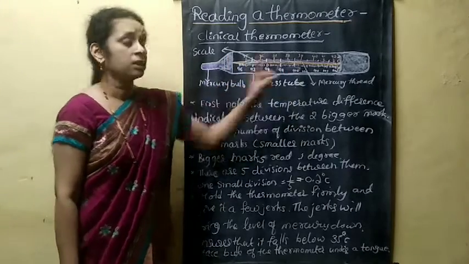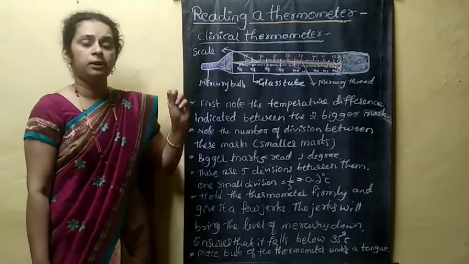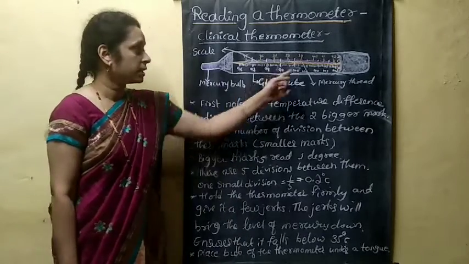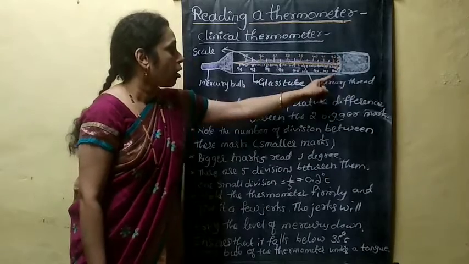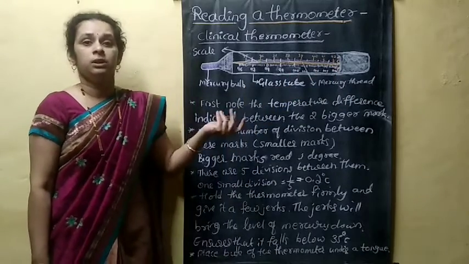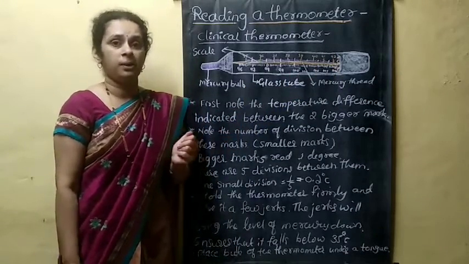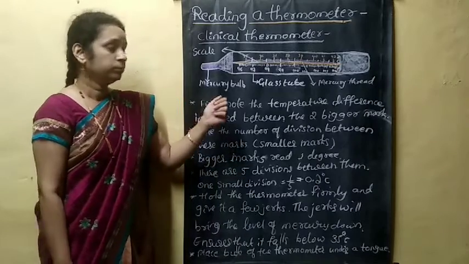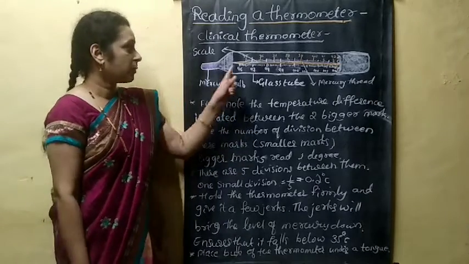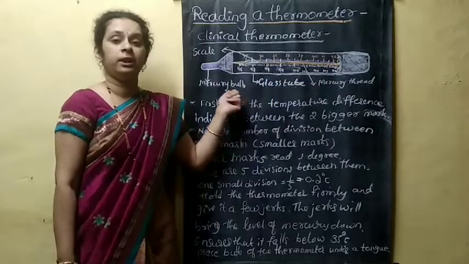The scale is mentioned here. It should be marked in degrees Celsius, or degrees Fahrenheit. In both measurements you can measure the temperature of the human body. This is about the diagram of the clinical thermometer.